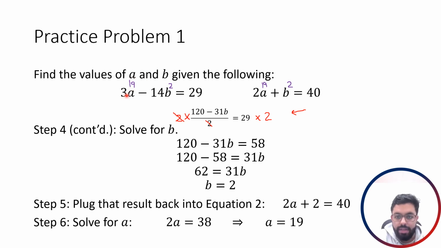So 3 times 19 is 57, minus 14 times 2 is 28. So 57 minus 28, that's like 57 minus 30 plus 2. It's 27 plus 2. So it's going to come out to 29 equals 29. On the other side, in equation 2, we've got 2 times 19, which is 38, plus 2 equals 40. So we get 40 equals 40. So we can be confident that we've solved this question correctly.